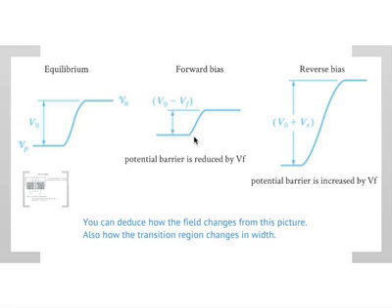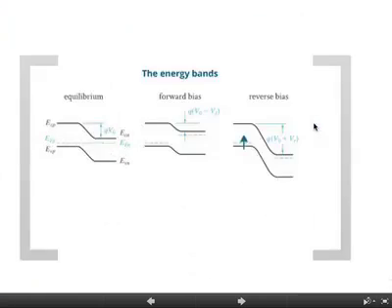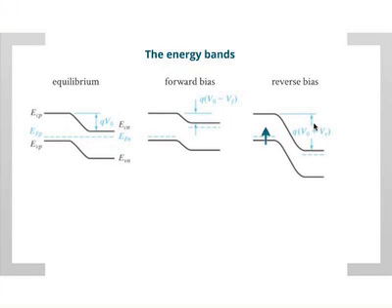Okay, and the transition region also decreases because you have charge injection. There are fewer uncompensated carriers. Same thing happens for the reverse bias. The opposite happens. Okay. Of course, energy bands are probably the most instructive, and this is what you really need to understand, in my opinion.